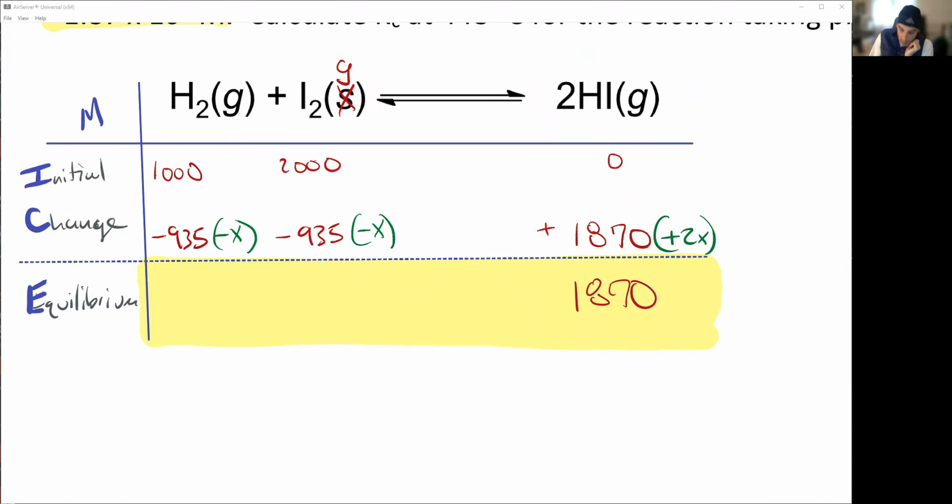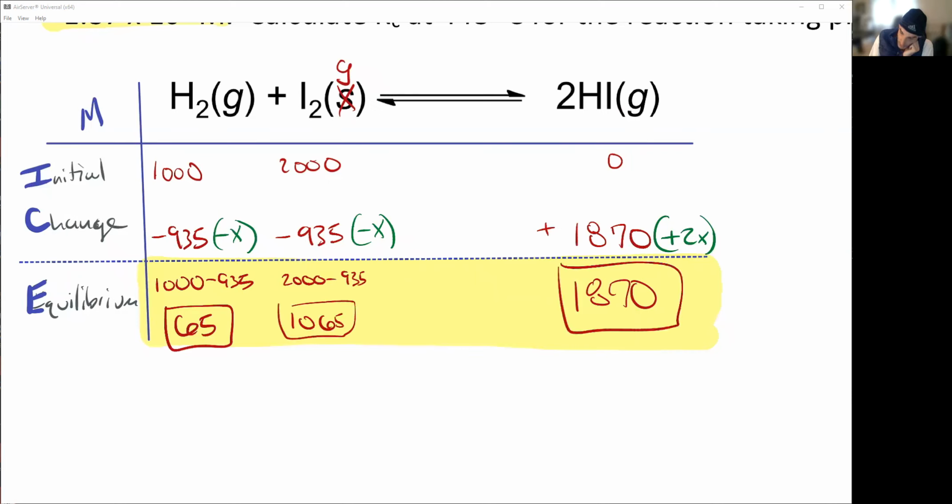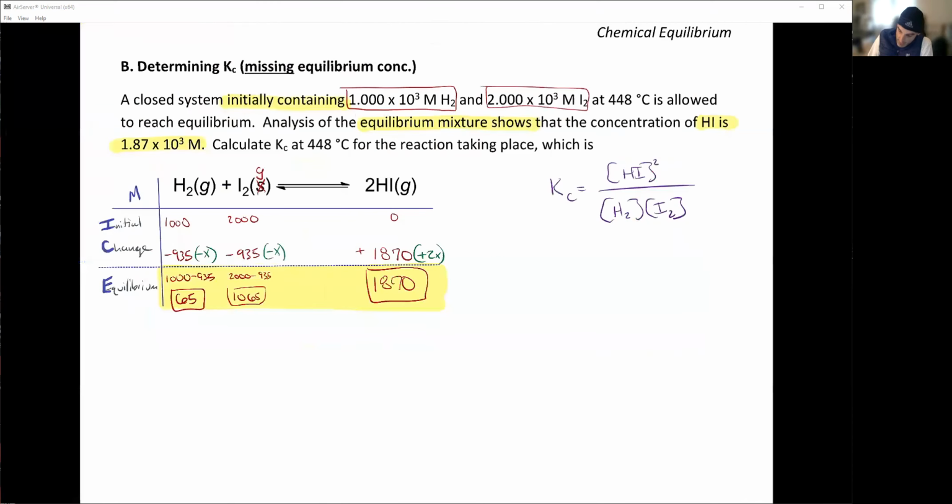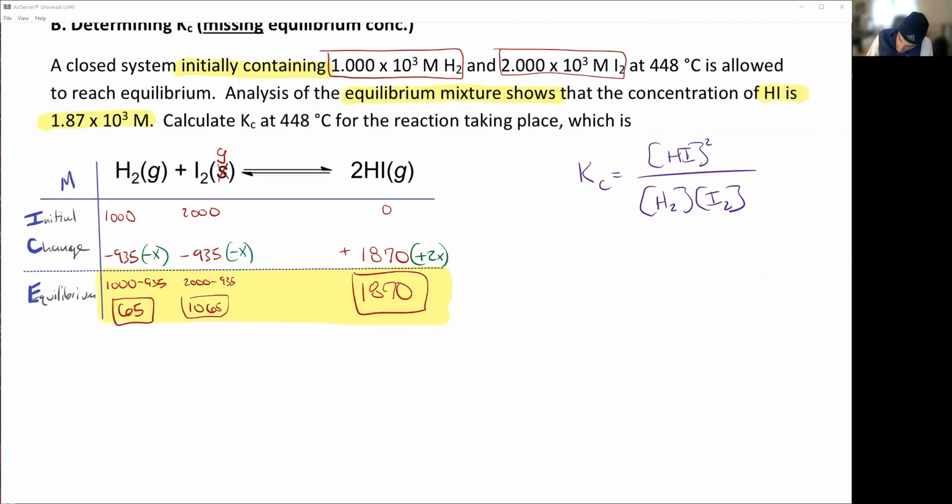So ultimately, now we're just going to do the math. 1,000 minus 935 gives me a value of 65 at equilibrium. 2,000 minus 935 gives me a value of 1,065 at equilibrium. So there we go. We have our equilibrium numbers, and life is simple at this point.